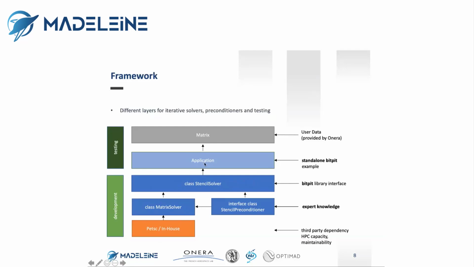And a second part, which is related to the testing, which is actually just an application that reads a linear system from file and solves this linear system. So any user could provide the matrix from their adjoint code, and we could test the performance of the developments on the actual matrix.